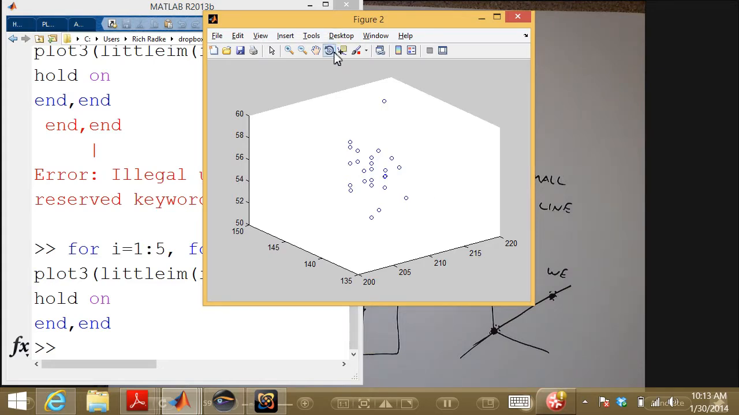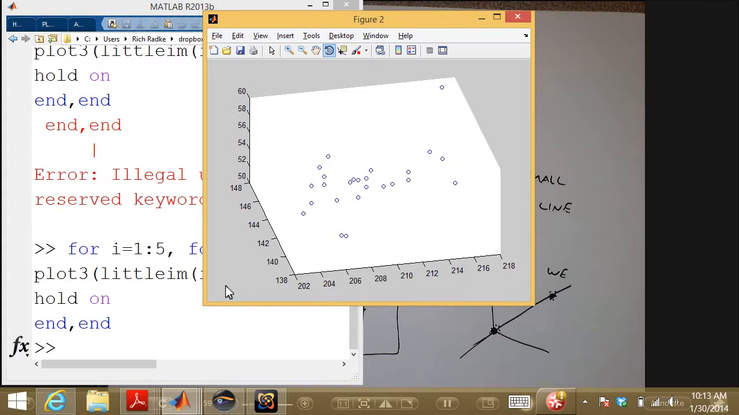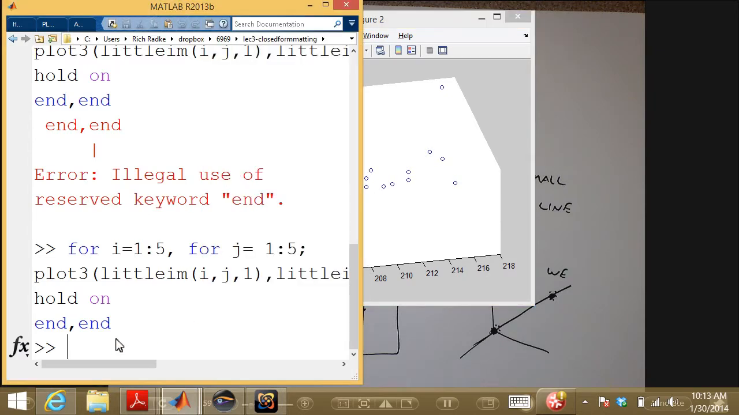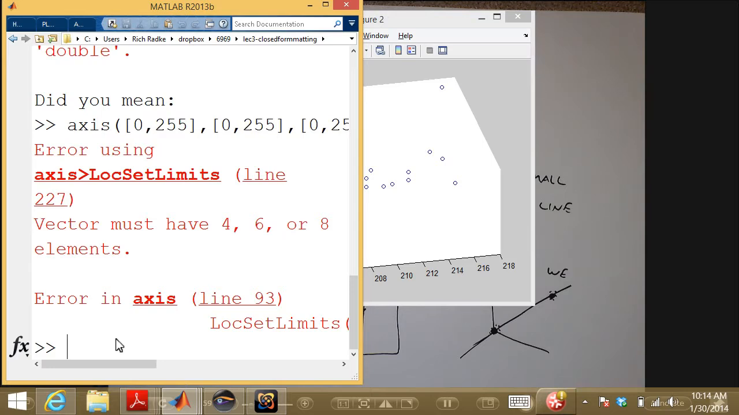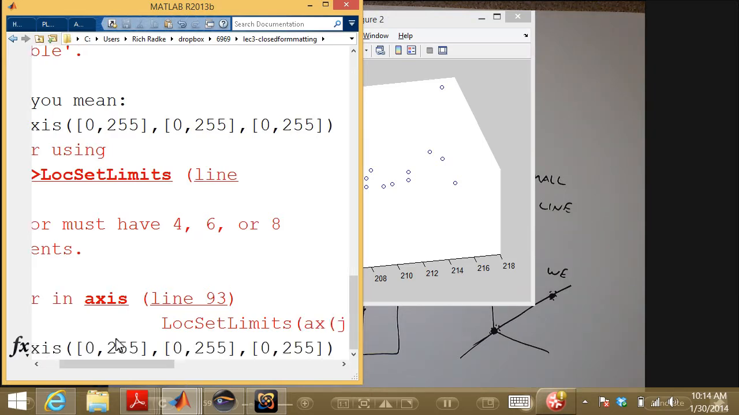So let's see here. Looks kind of scattery, but again, if I were to make this axes scale a little bit better, so let's say I should probably make these on the full 0 to 255 scale. I think it's just accents. Oh yes, like this, right? No, I like this. What? Vector must have, oh, I see. Oh, MATLAB. Let's see if this works.